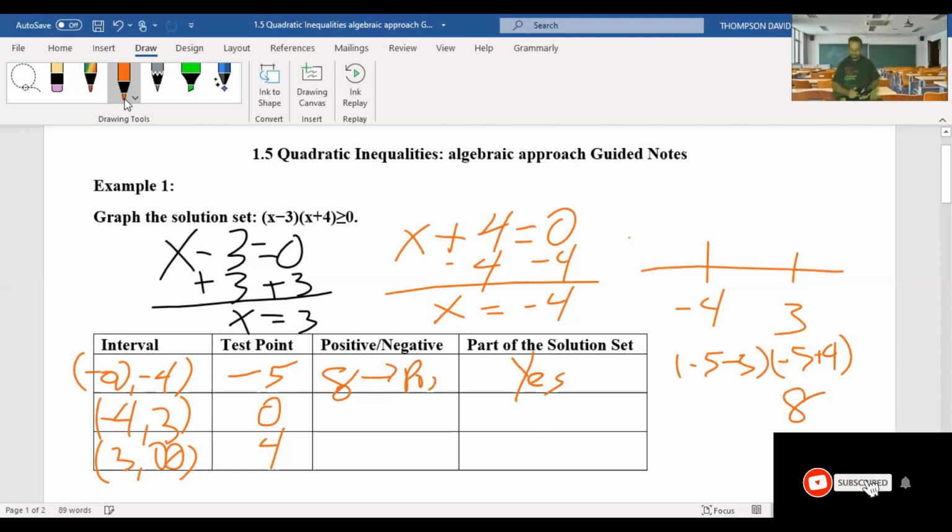Now we test 0. That would be 0 minus 3 and 0 plus 4. 0 minus 3 is negative 3, and 0 plus 4 is positive 4, and negative 3 times positive 4 gives me negative 12. So this gives me a negative answer, and negative answers cannot be greater than or equal to 0, so that's not part of the solution set.